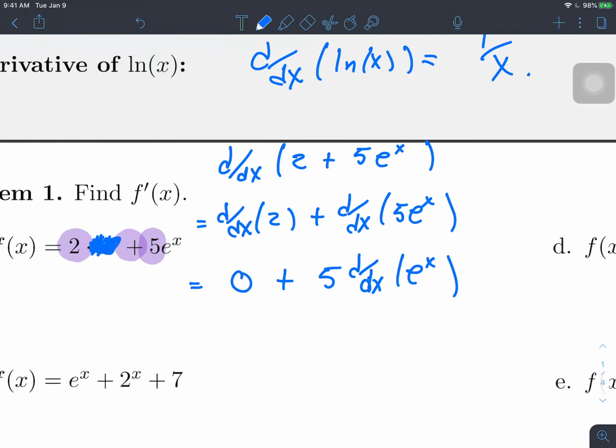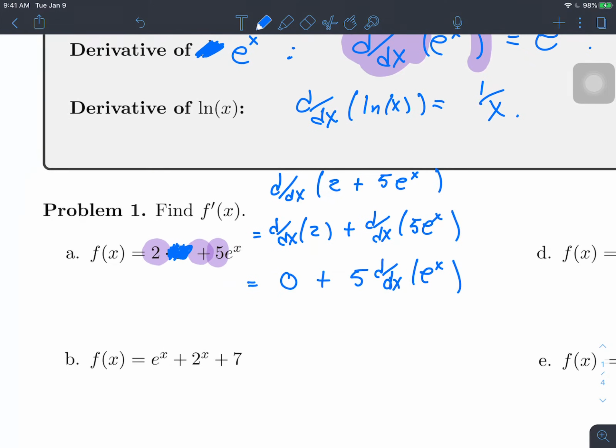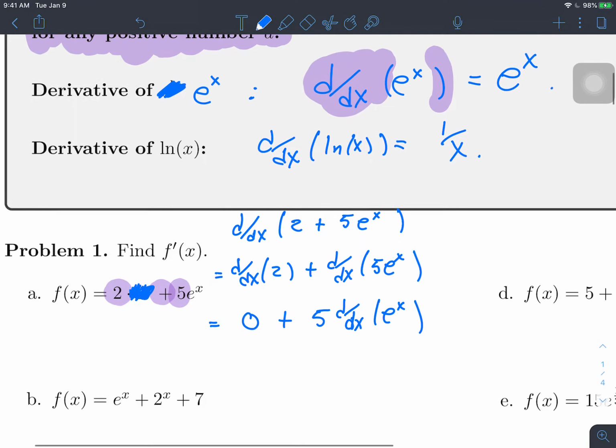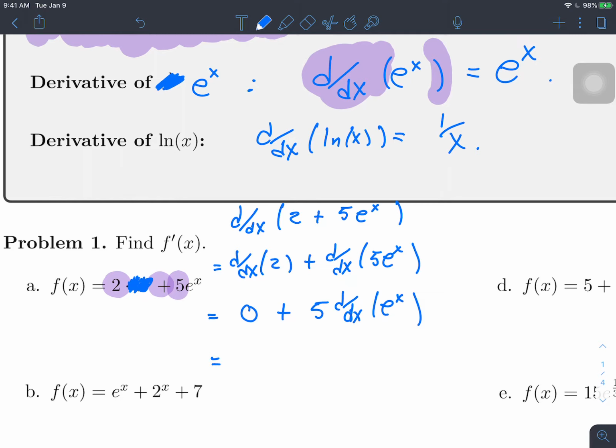So now the last thing I need to do is just use the rule that we just learned, which is I need to take 5 and multiply that by the derivative of e to the x, which we just learned is e to the x. So this is just going to be equal to 5 times e to the x. And that's our answer.